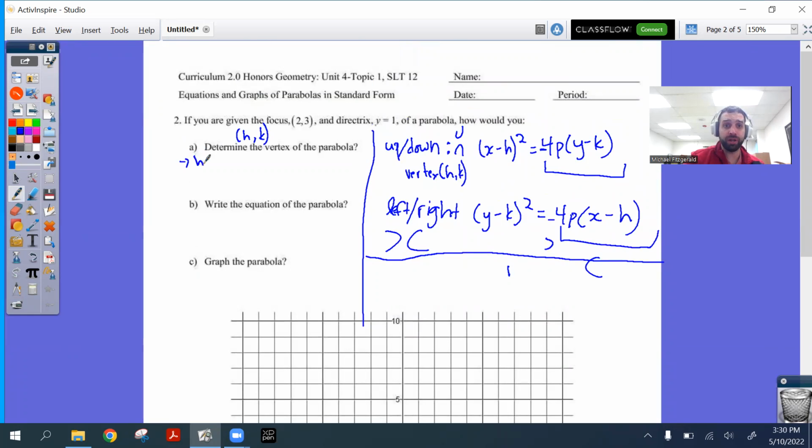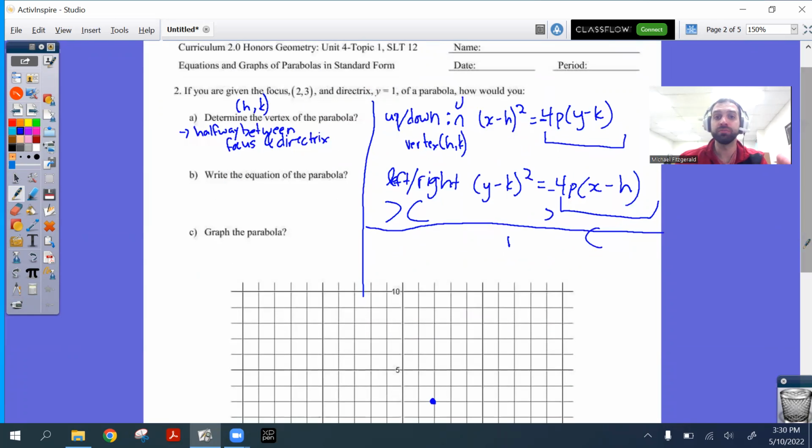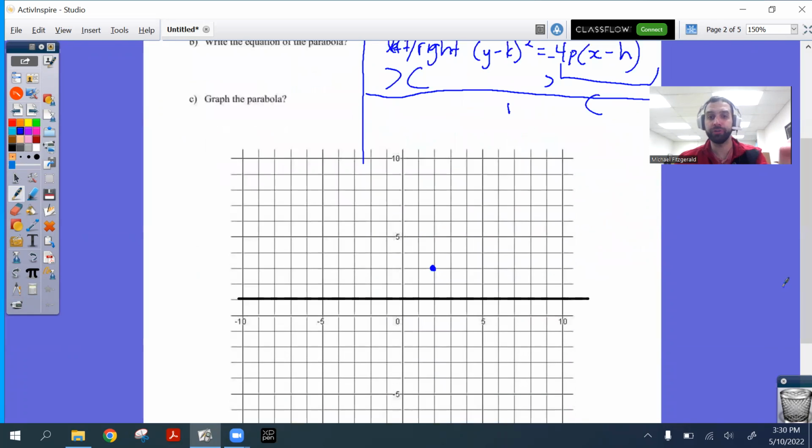It's halfway between the focus and the directrix. I think it's a lot easier to see that when we have a graph. Seeing it just from this might make it a little bit more difficult. Halfway between this point and this line, the closest distance is a vertical distance, right? We want the smallest possible distance. We don't want to draw distances like over here.